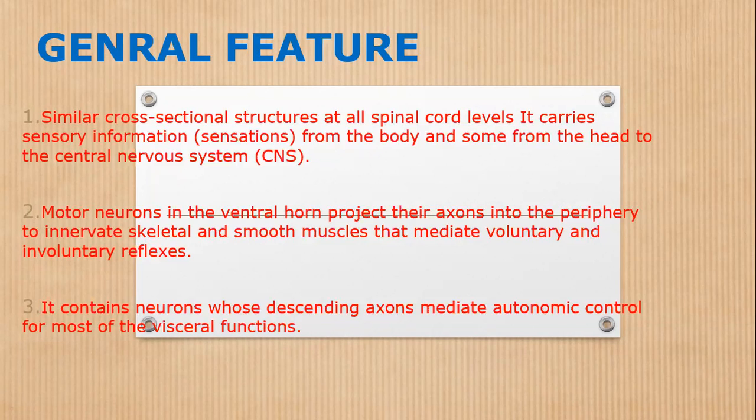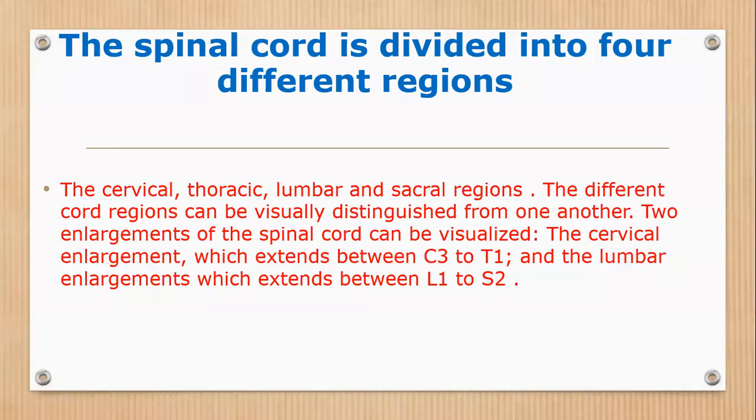The next is the spinal cord is divided into four different regions: the cervical, thoracic, lumbar and sacral regions. The different cord regions can be visually distinguished from one another. Two enlargements of the spinal cord can be visualized: the cervical enlargement, which extends between C3 to T1, C is the cervical, and the lumbar enlargement, which extends between L1 to S2.